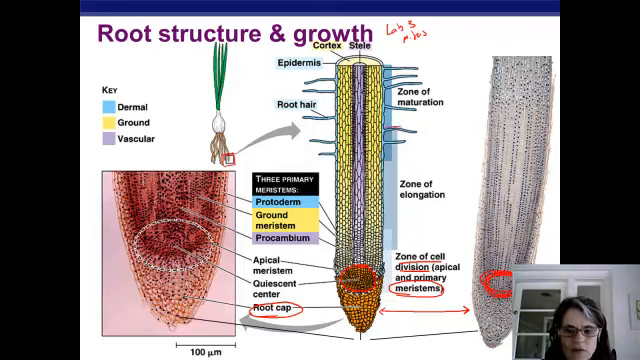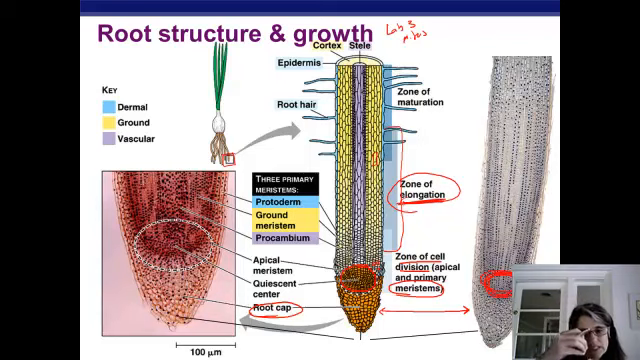Just above the zone of cell division, you have this region here called the zone of elongation. As you can see, when the cells are just formed, they're just little tiny, almost like cubes, but up here the cells are much longer. This is where that happens, the zone of elongation. The cells grow a little bit in length.